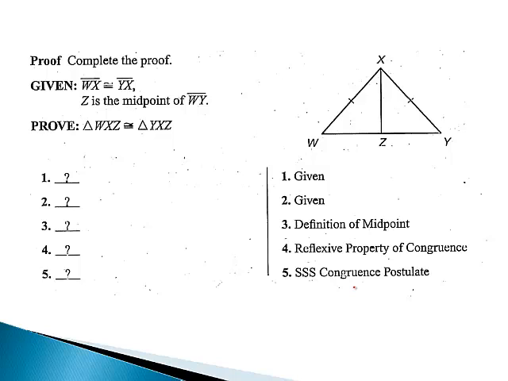Alright, so here we have another proof. This one's slightly more difficult, but again, we have two givens in the first step. So start off with a given. WX is congruent to YX. That's given, and I label it in the actual figure. The next thing that's given is Z is the midpoint of WY. Well, if we know that Z is the midpoint of WY, we can actually conclude something from that.